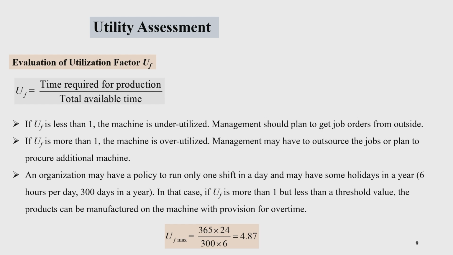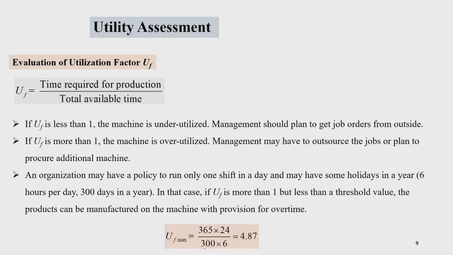Just one example: suppose 6 hours per day is the production and there are 300 days in a year. So in that case, if UF is more than 1 but less than a threshold value, the products can be manufactured on the machine with provision for overtime. That means I am telling that as such, the total time available is 365 into 24.